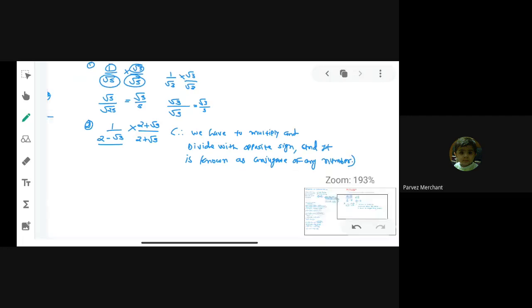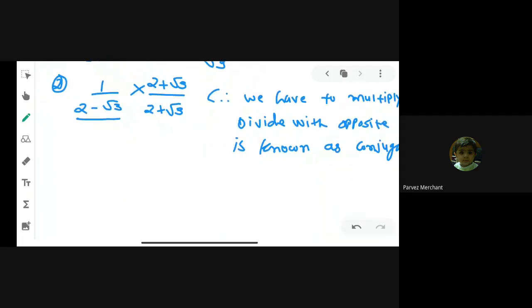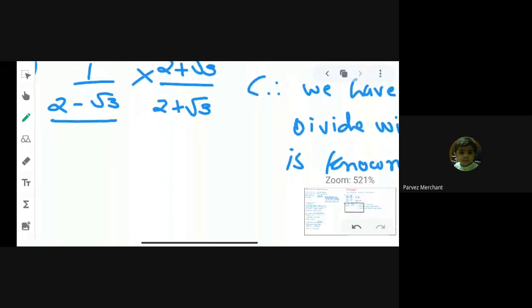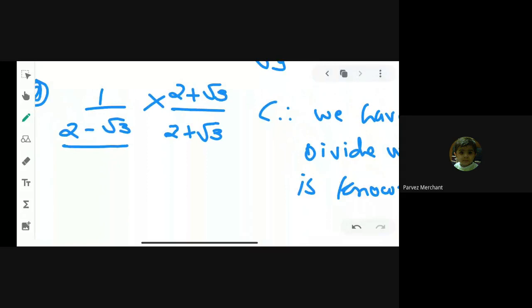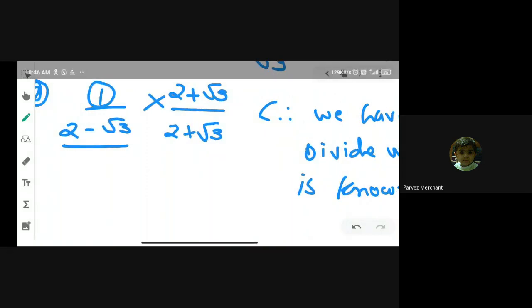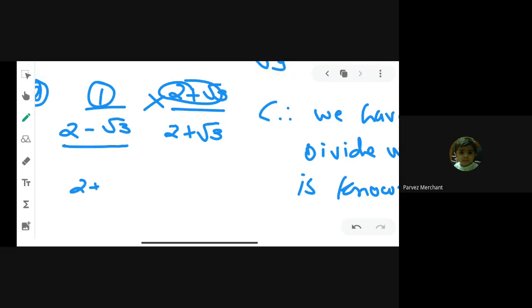Okay, now you can see how we can solve this question. First, in the numerator we have 1 into 2 plus root 3. It is very simple, because 1 is the multiplicative identity, we get the same answer. Yes or no? Yes, sir. So 1 times 2 plus root 3 is 2 plus root 3. So we write 2 plus root 3.